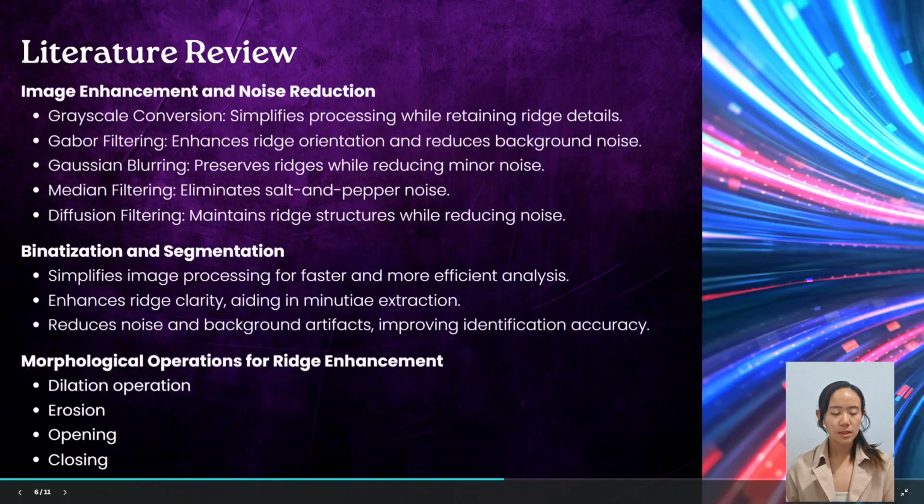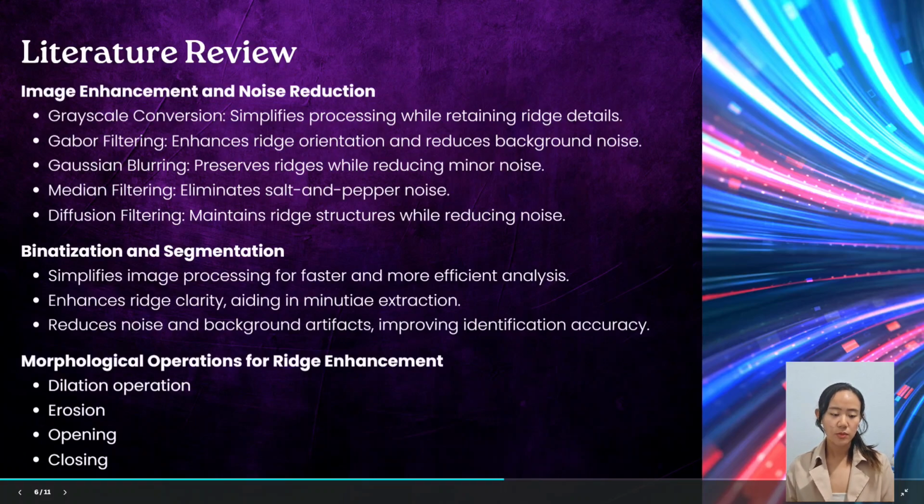Now I will present the literature review for the project. First, image enhancement and noise reduction. For image enhancement, there are three methods: grayscale conversion, Gabor filtering, and Gaussian blurring. Grayscale conversion simplifies processing while retaining ridge details. Gabor filtering is used to enhance ridge orientation and reduce background noise. Lastly, Gaussian blurring is used to preserve ridges while reducing minor noise.